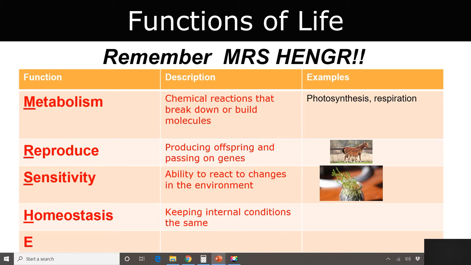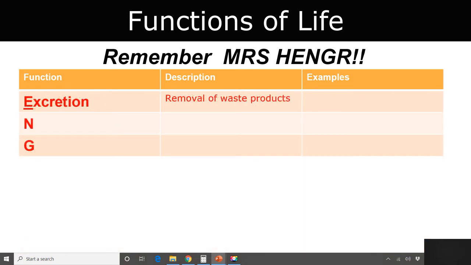Same thing with temperature. What temperature are humans generally? We're around 98 degrees, and our body works really hard to stay at 98 degrees. When you get too cold, your muscles are going to shiver to warm you up. When you get too hot, you sweat, and that's going to cool you down. So homeostasis just means keeping internal conditions the same within a set limit. Temperature and water are examples of those. So now on to the E, and that's excretion.